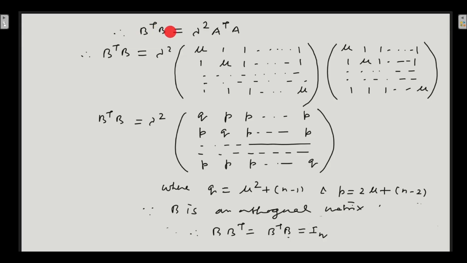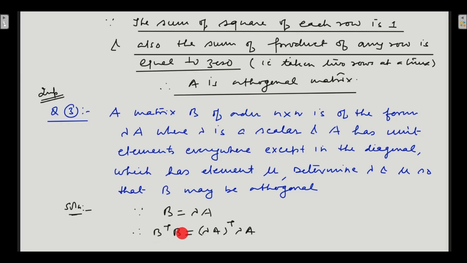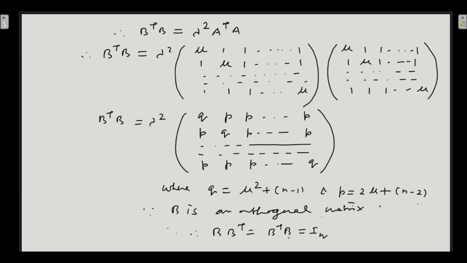Now clearly B transpose B will be equal to lambda. Lambda will come out of the transpose because it is a scalar. So lambda multiplied by A transpose multiplied by lambda multiplied by A will occur. Then lambda and lambda will come together, they will give lambda square, and A transpose multiplied by A will occur. So that is what we have got in this slide: B transpose B is equal to lambda square A transpose A.